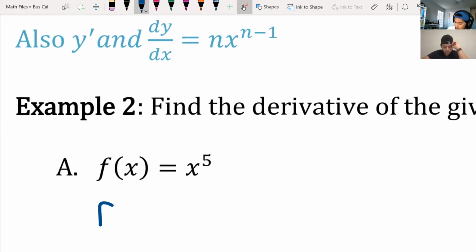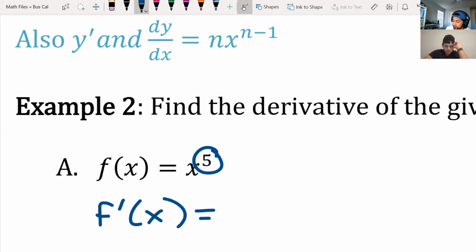So when I take the derivative, I say f prime of x. And all we're going to do is bring this power to the front, which means I'm going to get 5x. And then what you're going to do next is subtract 1 from the original exponent. So my derivative is going to be 5x to the fourth. Look how fast that was, guys. That's it? That's it.